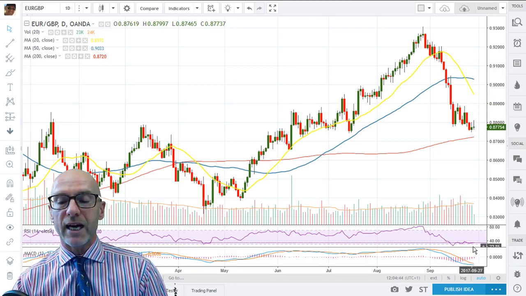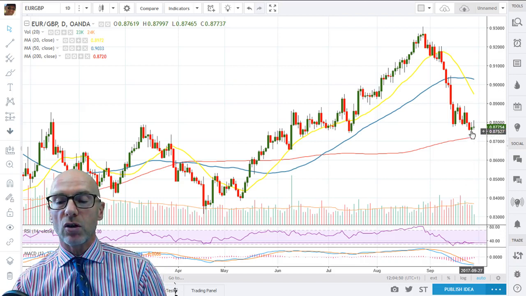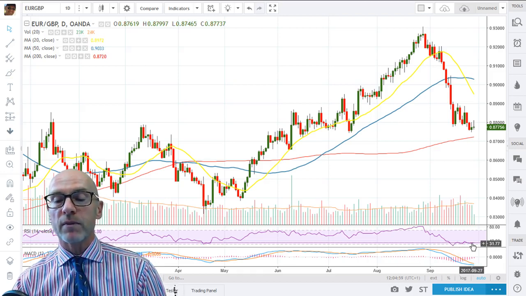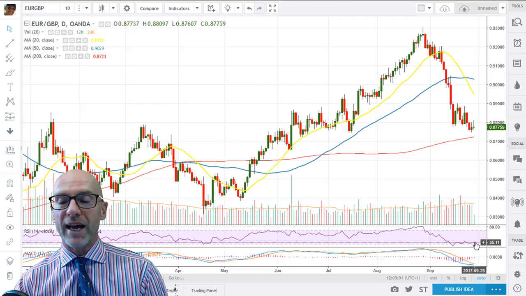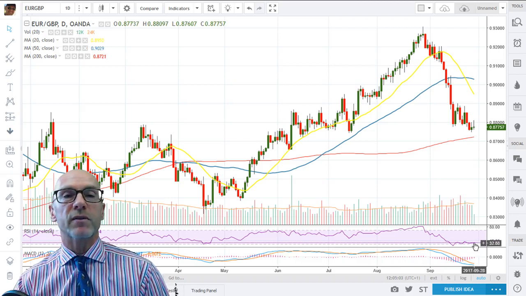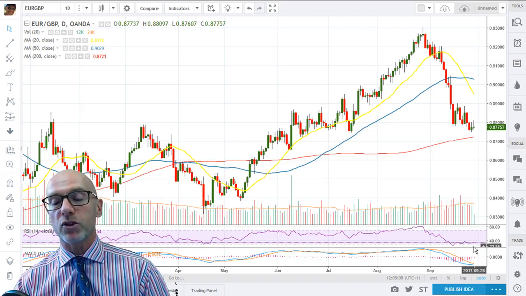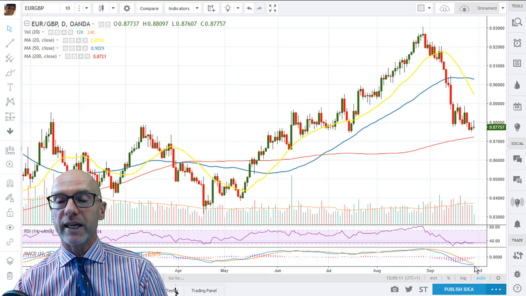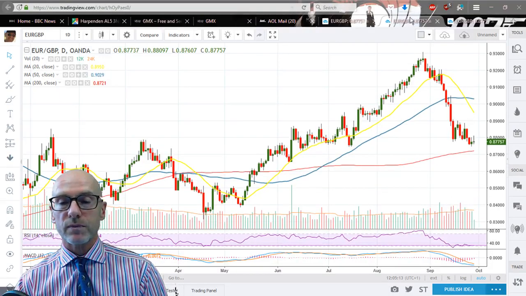The RSI is in low ground, 33.51. There has been a slight non-confirmation on there. The low that we had yesterday was above the low that we had on the 15th of September. So be aware of that. Not positive, maybe a bottoming sign coming through from the RSI. But the MACD still indicative of negative momentum.